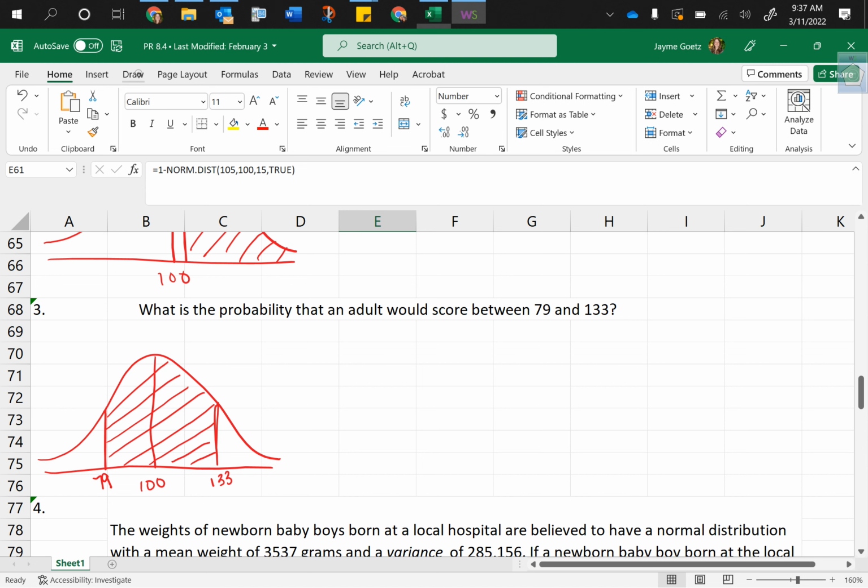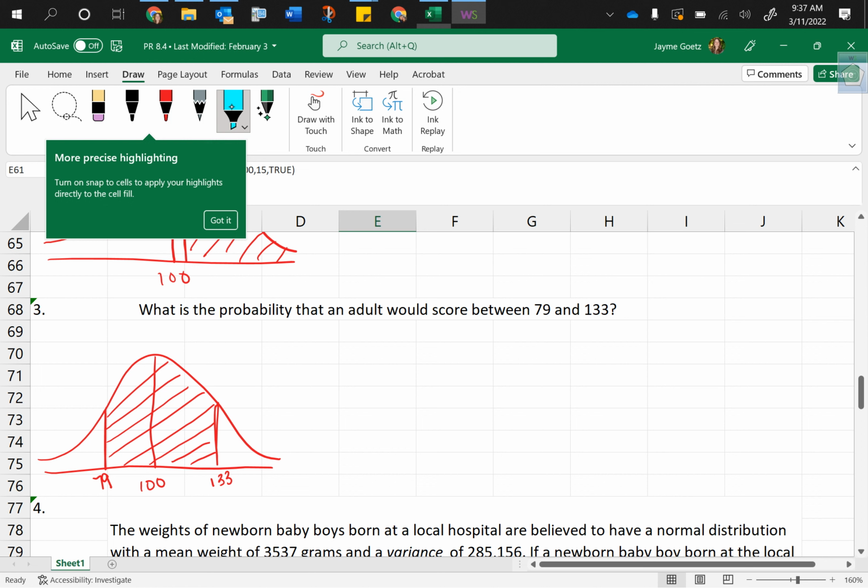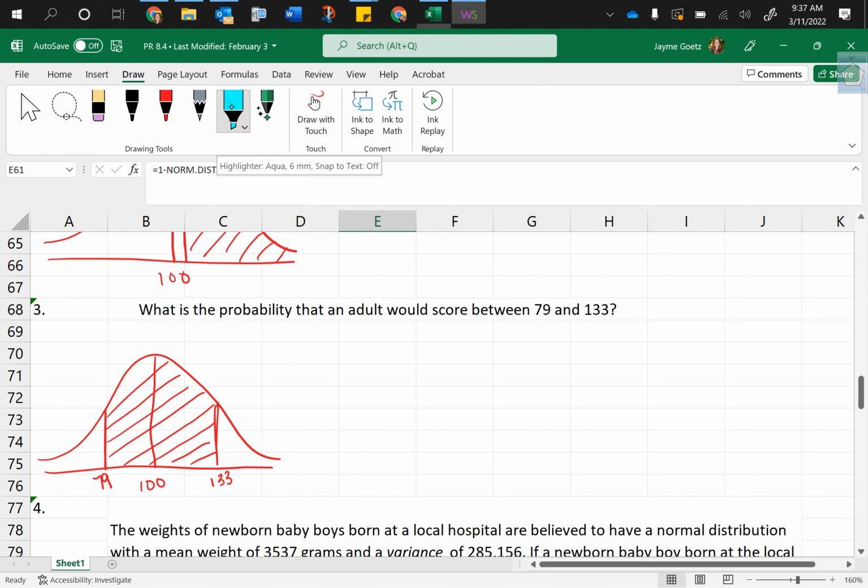Do you remember how we got that? We subtract the two. I take the norm.dist of 133, which gives me all of this blue area right there. Are we okay with that? And I subtract the norm.dist of 79, and that gives me the yellow area. So if I take the blue area minus the yellow area, which looks green because now it's overlapping, I'm left with whatever's in the middle.